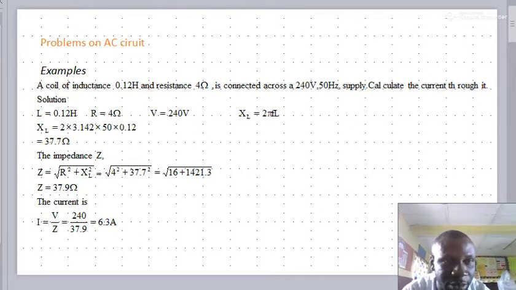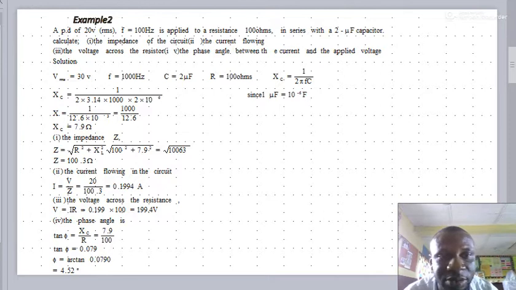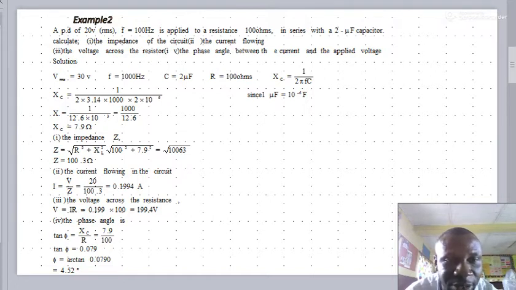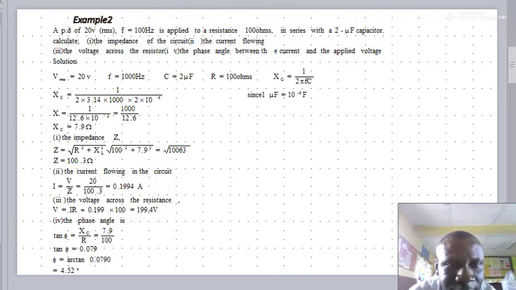So we move on now to the second example. In this second example, we have a PD of 20 volts RMS value. We also have the frequency of about 1000 Hz, as you can see there.